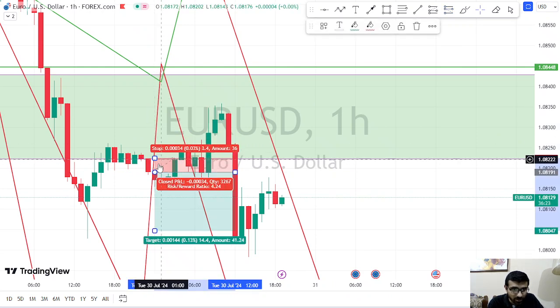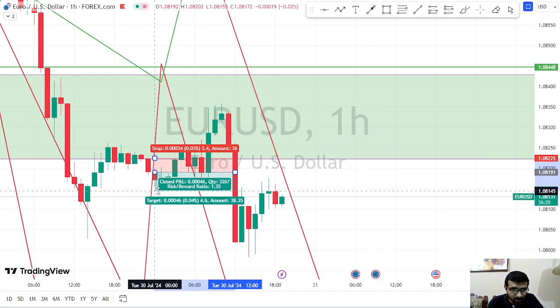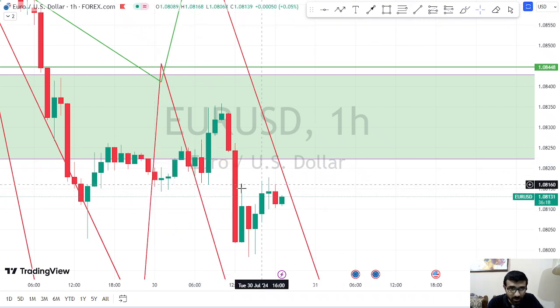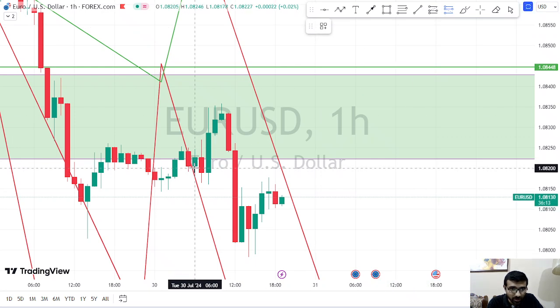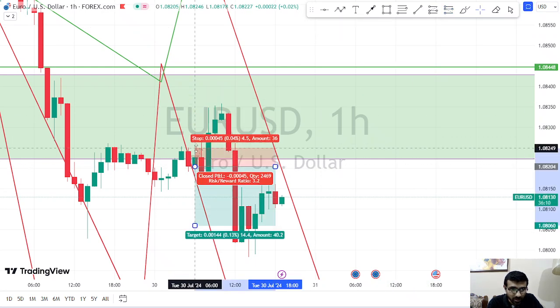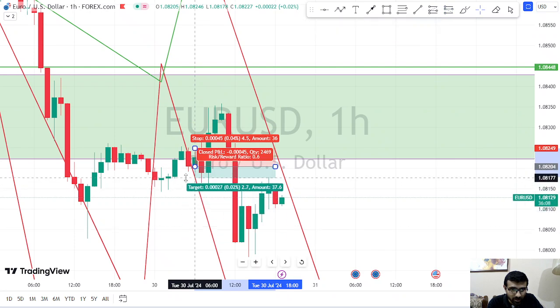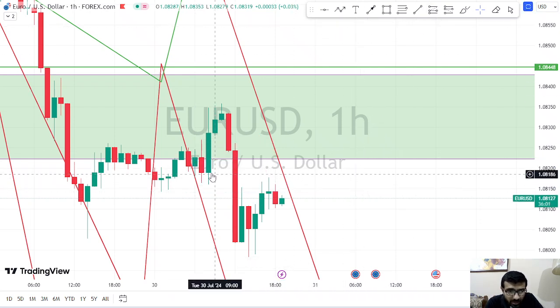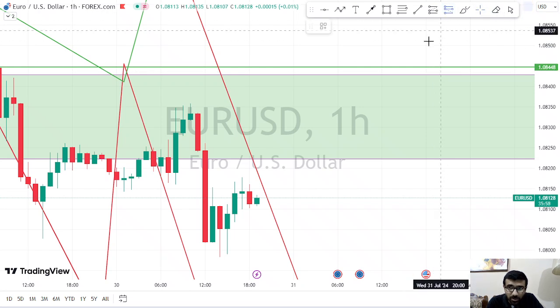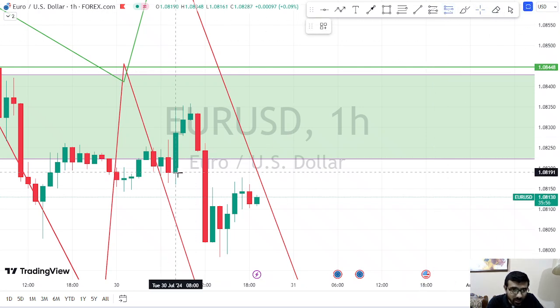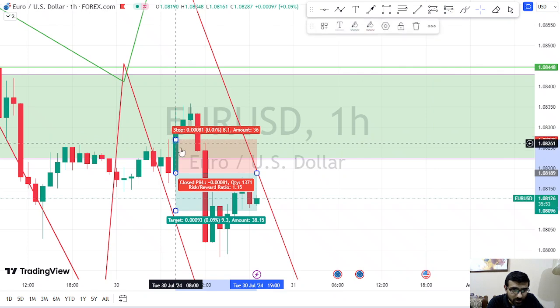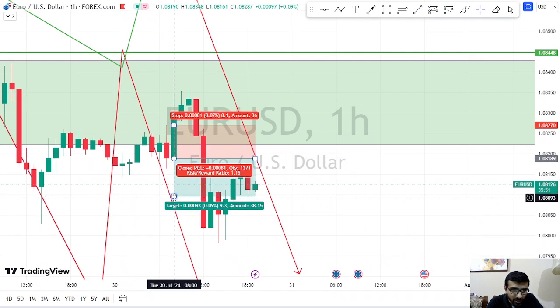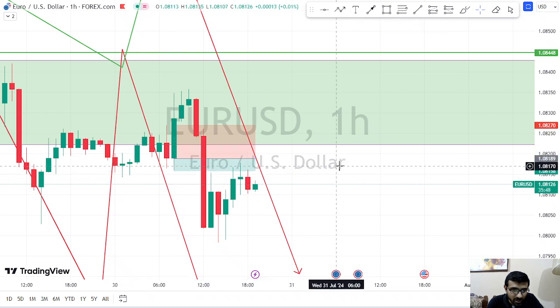Our stop loss will be just above this previous candle, and our take profit would be potentially over here, giving us a 1.3% profit. Then two more opportunities appeared over here. Our stop loss will be just above this previous candle, and our take profit will be at a 0.5% level. Then again from here we could take another short position. Our stop loss will be just above this previous candle, and our take profit could be potentially over here at a 0.3% level.